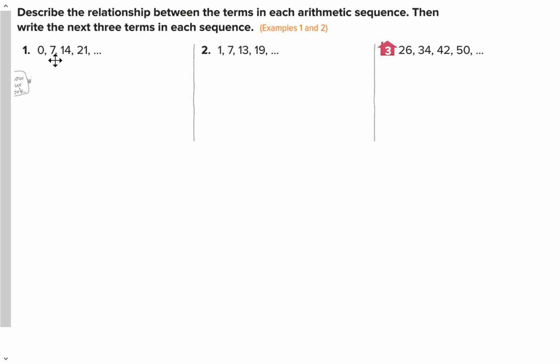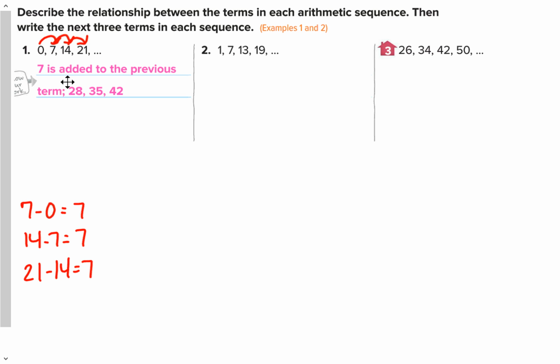So we went from 0 to 7 to 14 to 21. And when we're doing this, boys and girls, we just have to remember that in order to find out how we traveled from one term to the next term, we have to do some subtracting. So we usually subtract the second term minus the first term. So 7 minus 0, that equals 7. 14 minus 7, that equals also 7. And then 21 minus 14, that also equals 7. So 7 is added to the previous term. So our next three terms are 28, 35, and 42.